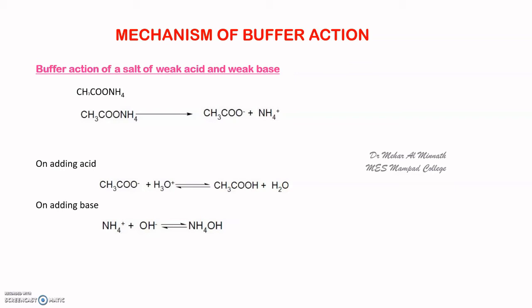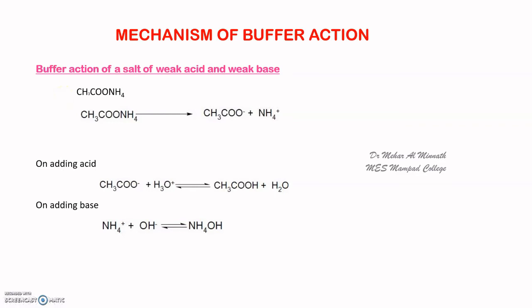So the added base and acid is trapped by the ions present in the buffer. So in any case, be it acidic buffer, basic buffer, or a buffer of salt of weak acid and weak base, the added acid and base is trapped by the ions present in the buffer. And these ions combine with the added acid and base and form a weak electrolyte. Thus, the pH of the solution is not altered.